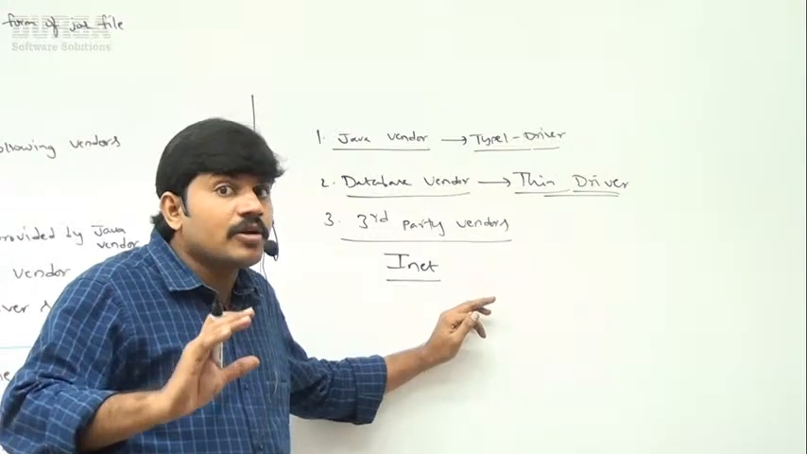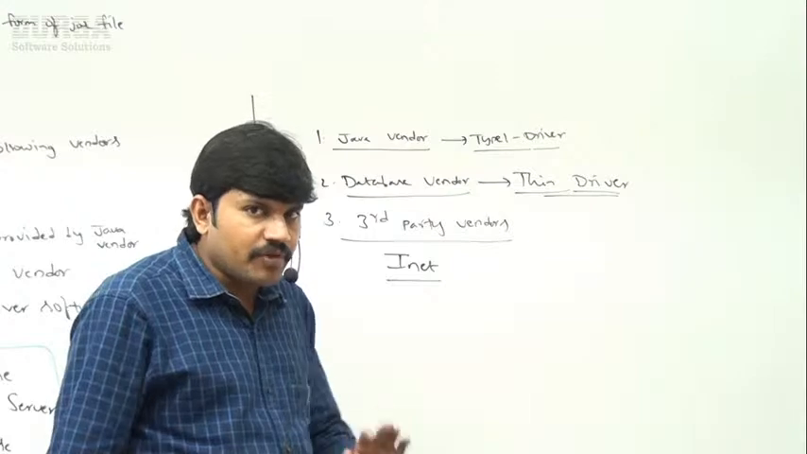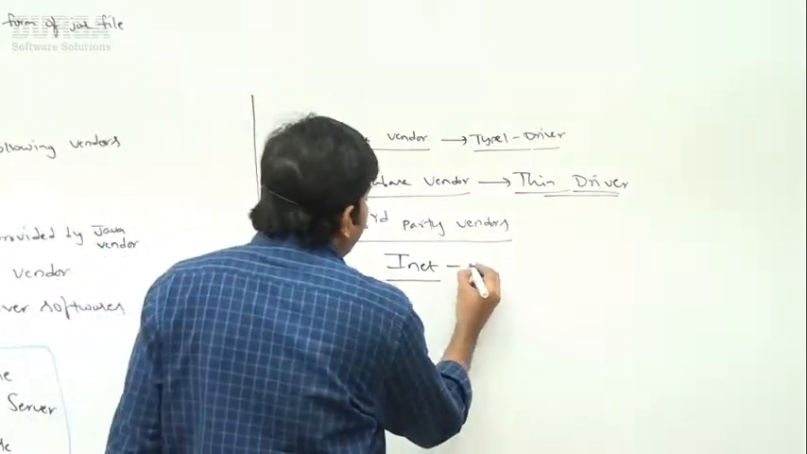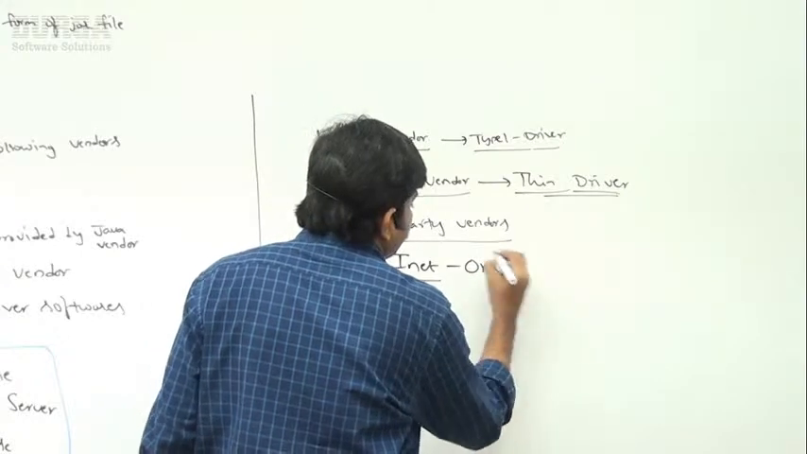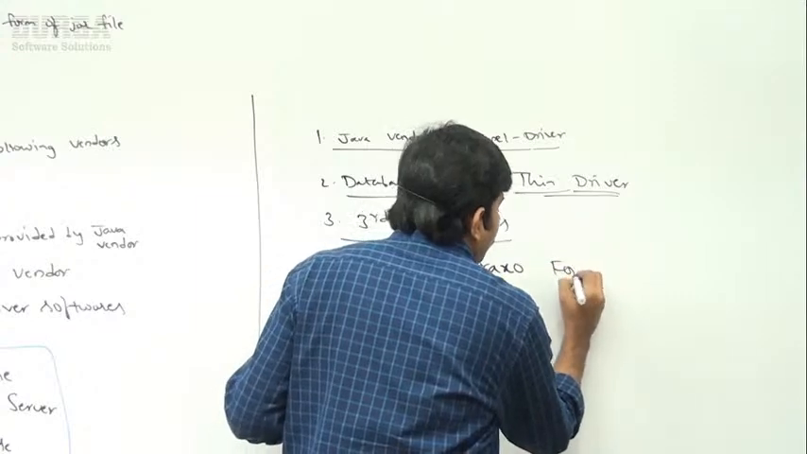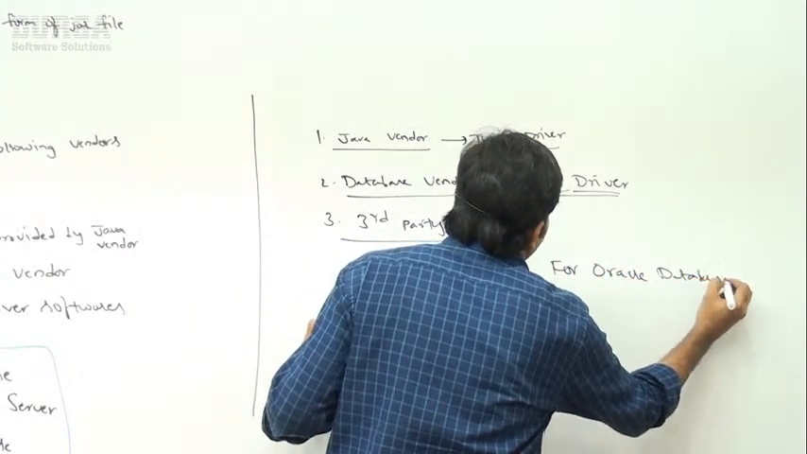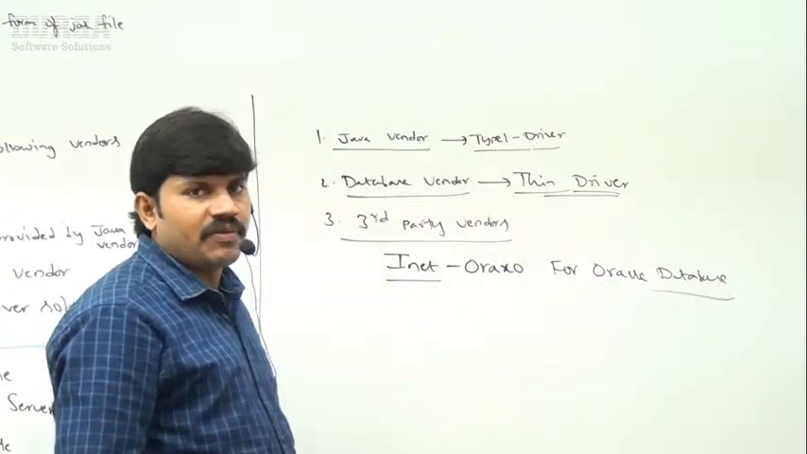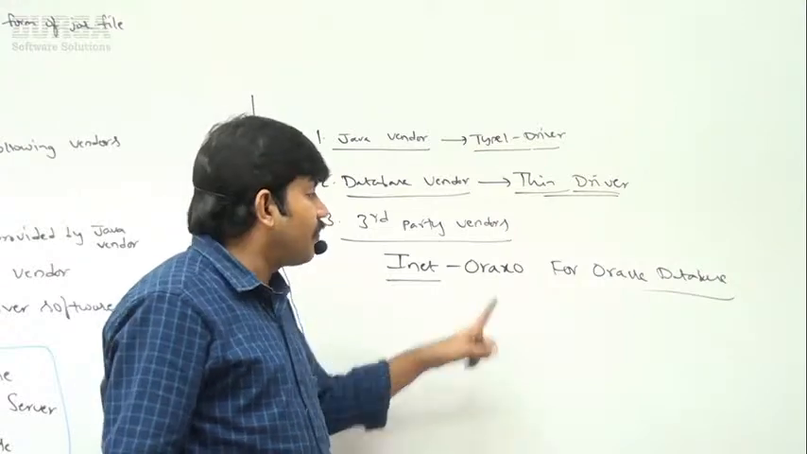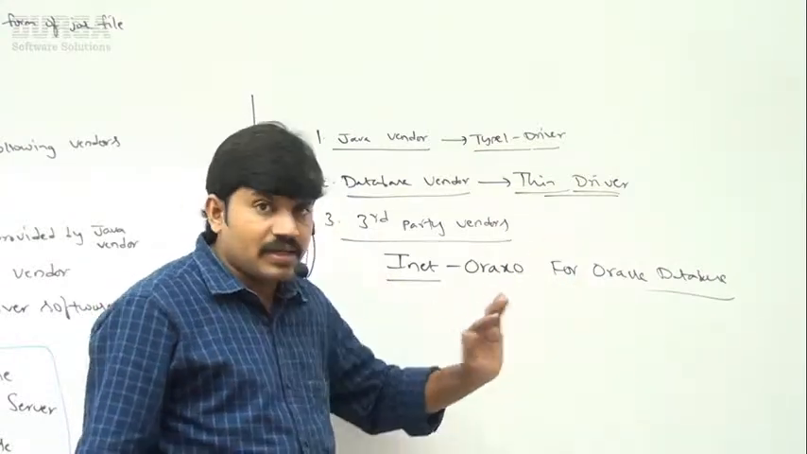Okay, sir, iNet is a third party software company providing several driver softwares for various databases, right? Remember this one. Sir, best example, iNet Oraxo. What is this one, sir? iNet Oraxo is for Oracle database. If you want to communicate with Oracle database from a Java application, I will ask the iNet software company, then they will provide the iNet Oraxo driver software for Oracle database.